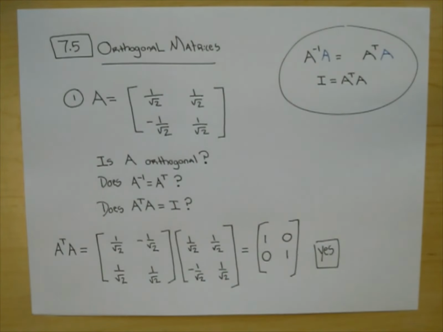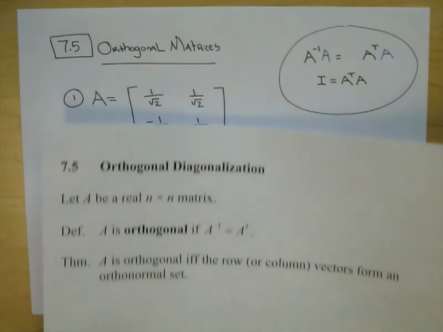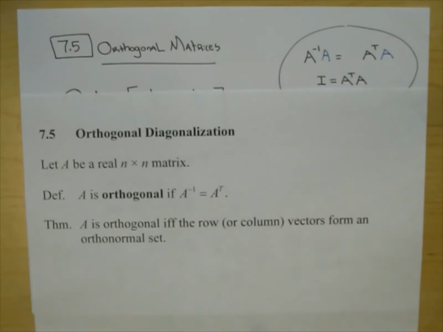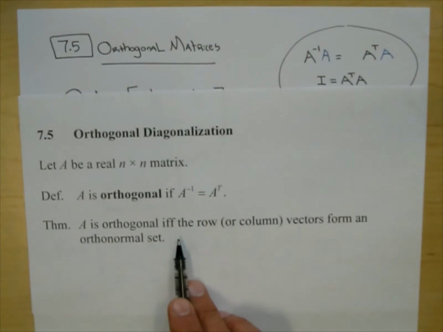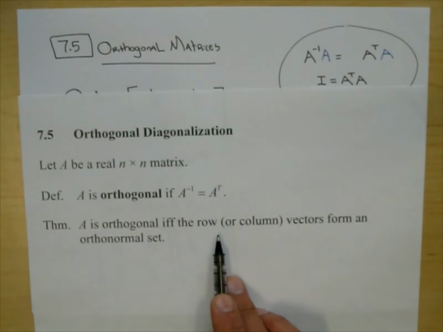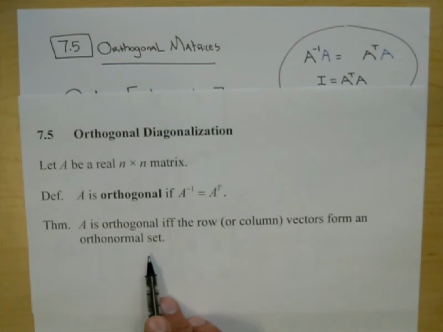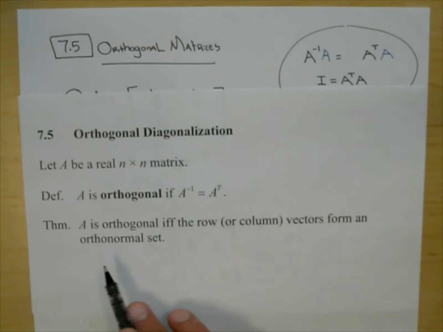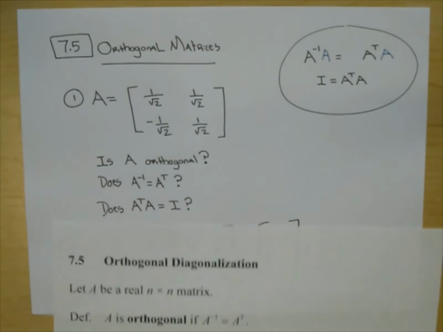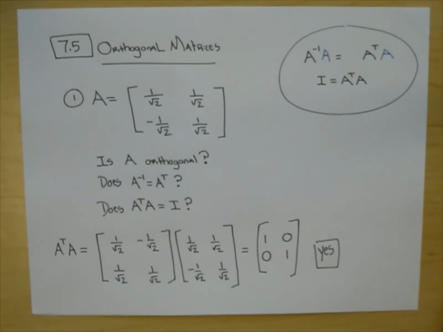Okay. Well, what do we have? We have a theorem about an orthogonal matrix. And here's the theorem. It says A is orthogonal if and only if the row vectors form an orthonormal set. Or you could also say the column vectors form an orthonormal set. So maybe that's why they called this matrix orthogonal. Let's take a look at the row vectors. And we'll do this in a different color, maybe blue.